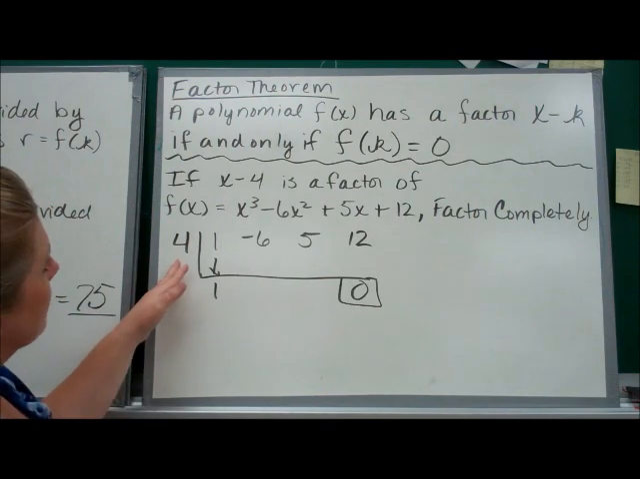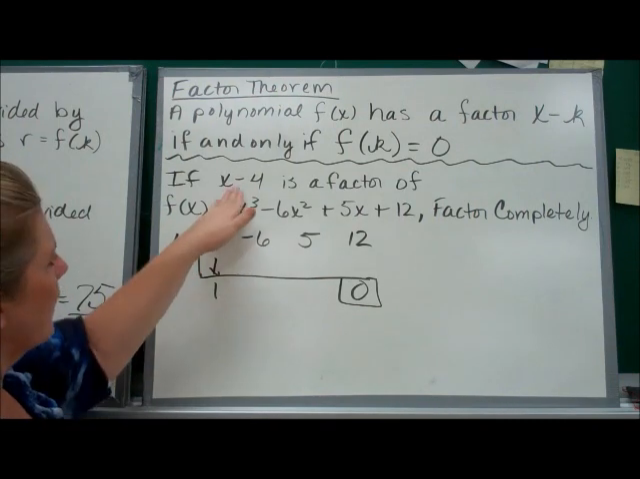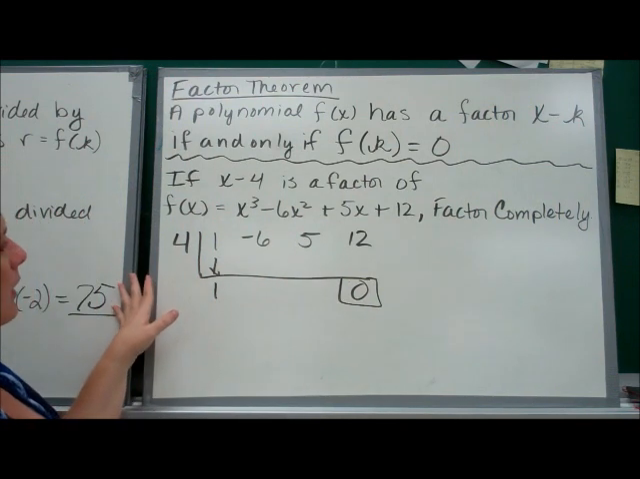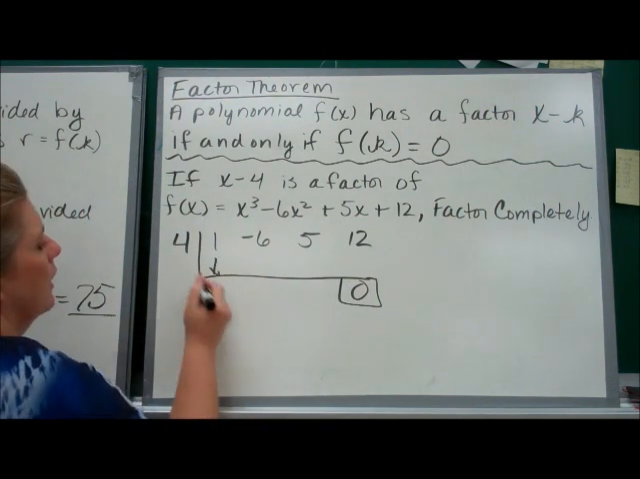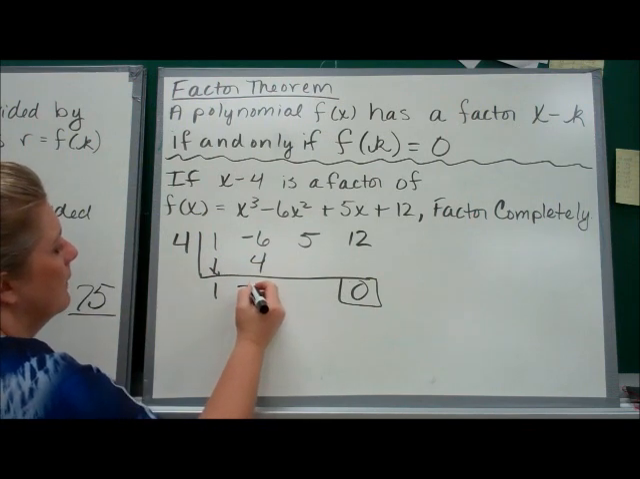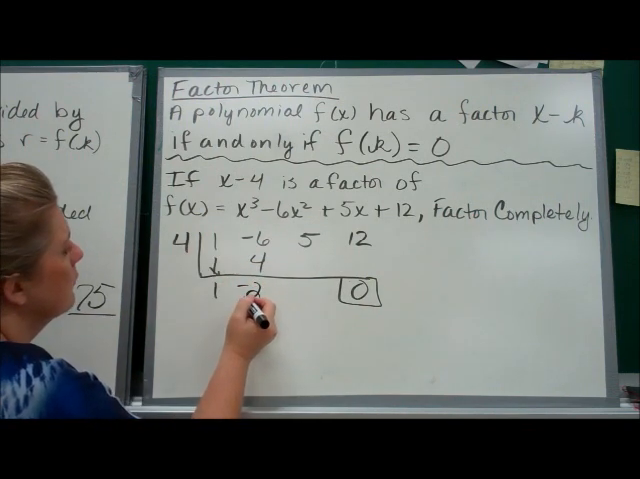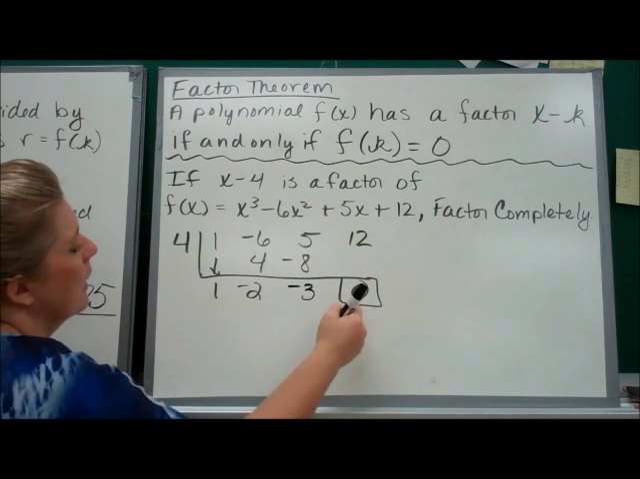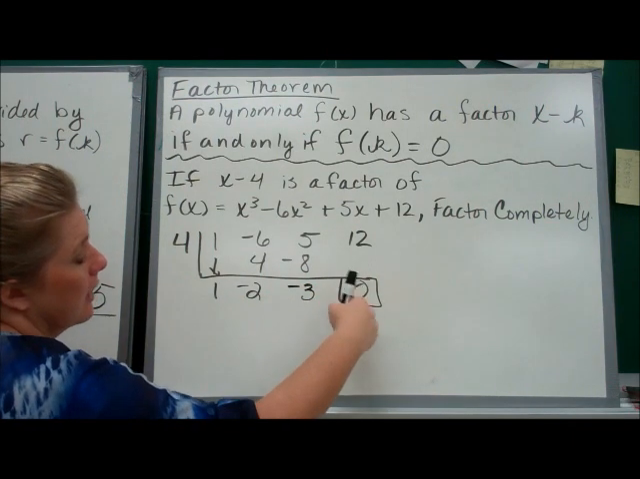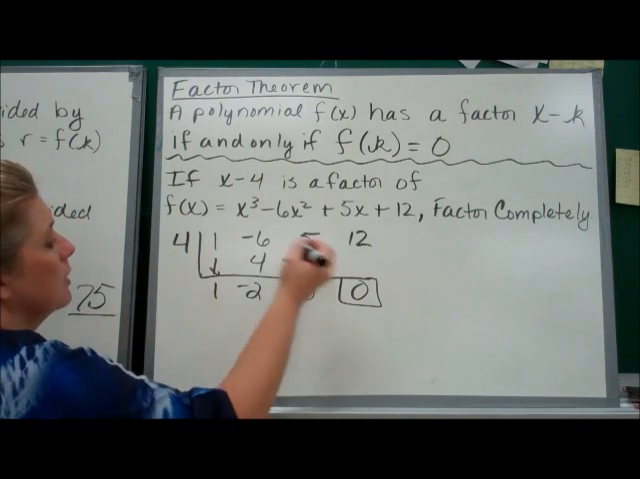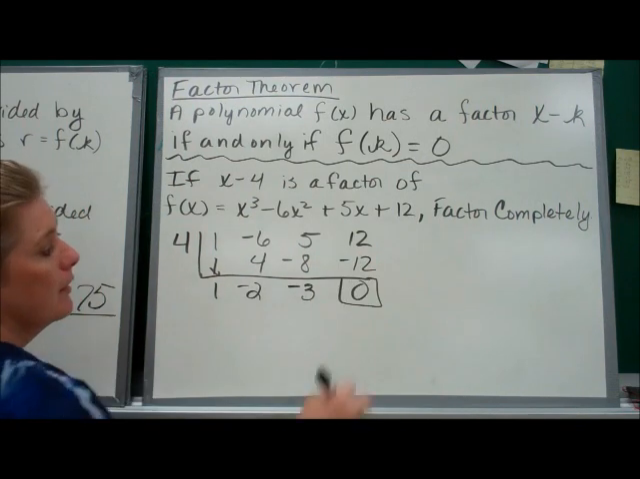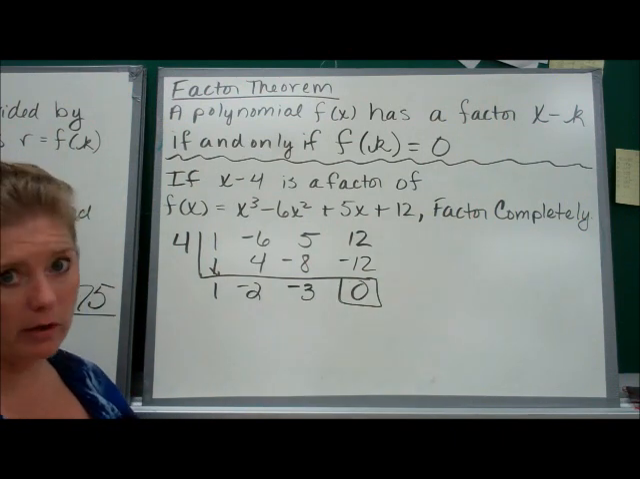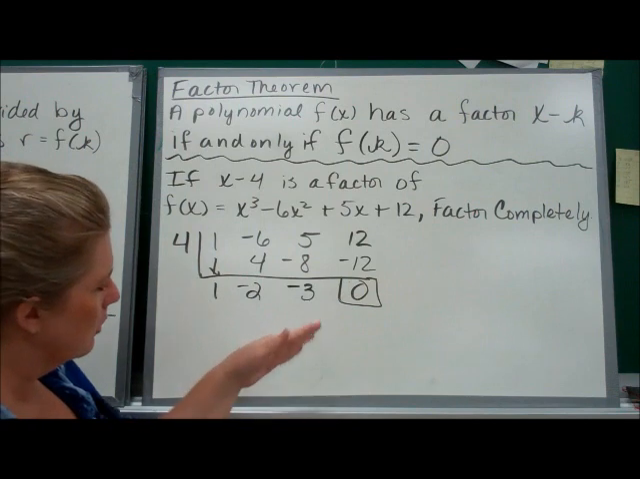So that's what we're going to do. We're going to divide by 4, or by x minus 4 technically. So setting up your synthetic division, do the division. Okay, 4 times 1 is 4, add, that's a negative 2. Negative 2 times 4 is negative 8, add, that's negative 3. Your remainder needs to be 0, that's why that was there already. Negative 3 times 4 is negative 12. Oh, negative 12 and 12 is 0. Great, that means I did that part correctly and I copied everything right, so I'm good.